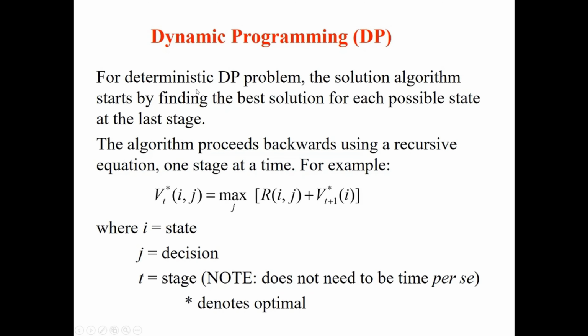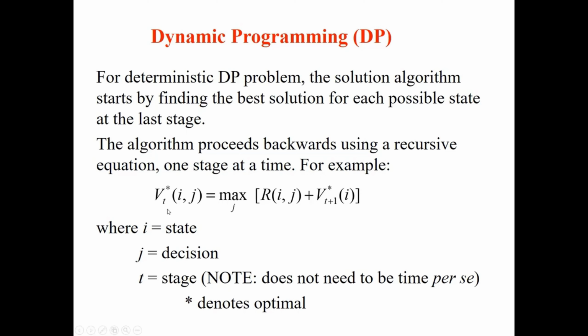We've talked about the Lagrangian, we've talked about the Hamiltonian, and now we talk about the dynamic programming approach. So for a deterministic dynamic programming problem, the solution algorithm starts by finding the best solution for each possible state at the last stage, and the algorithm proceeds backwards using a recursive relation, one stage at a time.